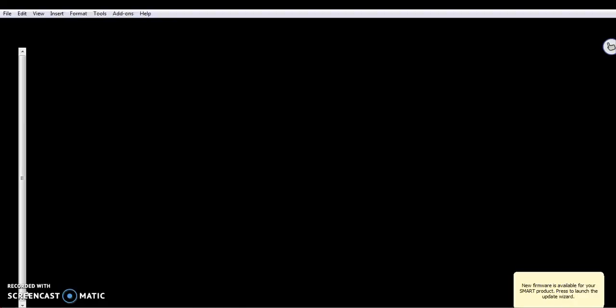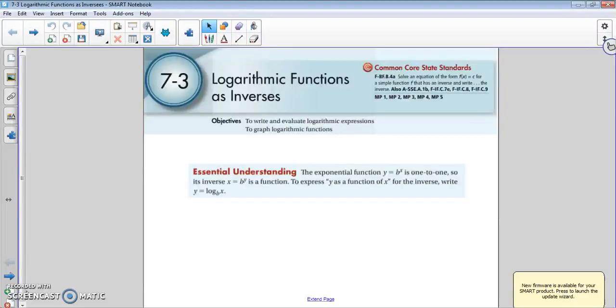Hey guys, today we're going to do logarithmic functions as inverses. So you will be able to write and evaluate logarithmic expressions, and you will be able to graph logarithmic functions.